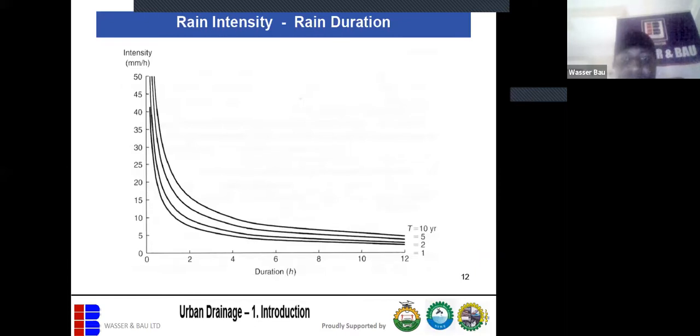Then this is the rainfall data. This is the one they have in Germany. It's in millimeter per hour, and this is the duration. This first one is for 1 year, 2 years, 5 years, 10 years time period.